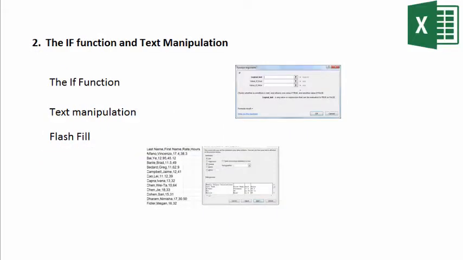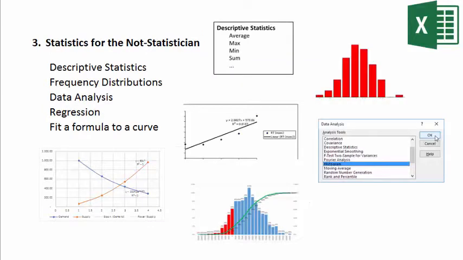Part 2 is going to be short. We are going to talk about the if function, text manipulation, and something that looks a little bit like artificial intelligence, the flash fill. In part 3 we are going to cover all the statistics features of Excel.